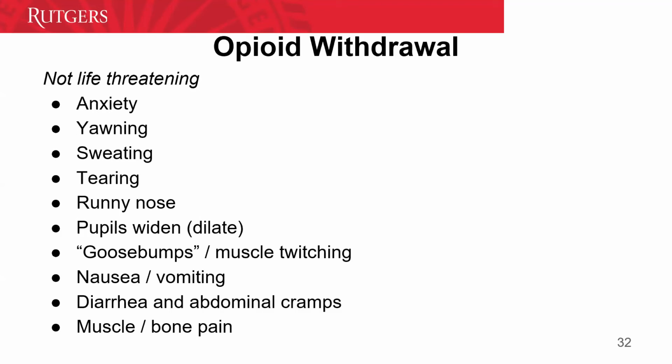They may also have an upset stomach where they're nauseous and vomiting, or instead of constipation, which we saw with the symptoms of opioid intoxication, you might see diarrhea and abdominal cramps. They might experience some extreme muscle and bone pain. Again, generally though not life-threatening.